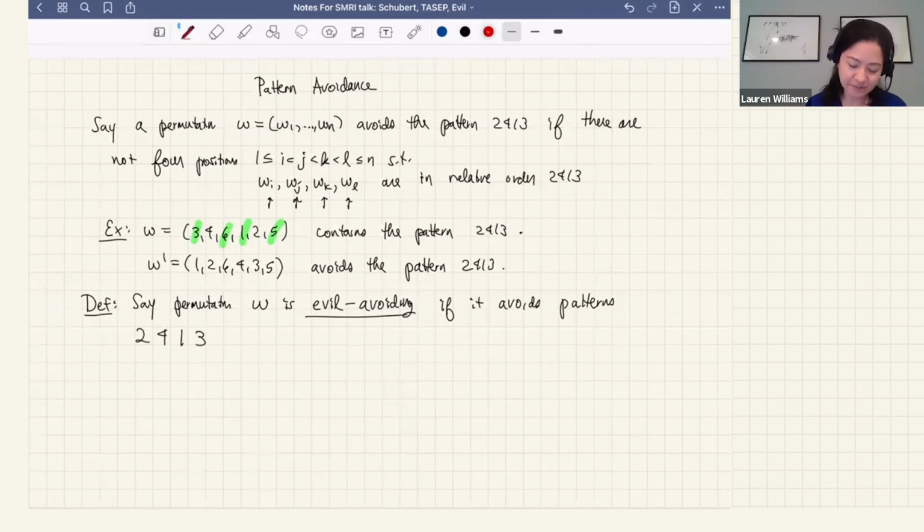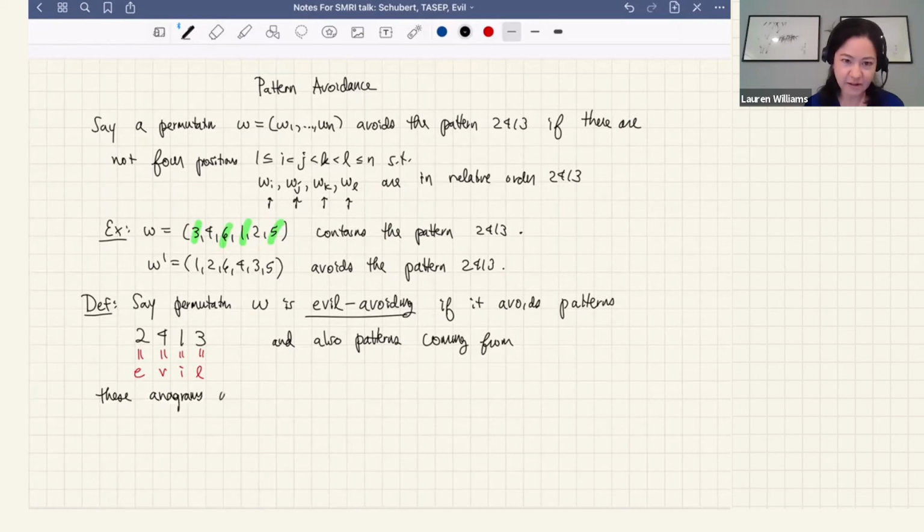And I'm going to identify these numbers with the letters E, V, I, L, evil, and also the patterns coming from the following anagrams of evil. So we have the word vile, and if I make the same identification between the letters VILE and the numbers 2, 4, 1, 3, then this gives the pattern 4, 1, 3, 2, and also veil and leave. And these give the patterns 4, 2, 1, 3, and 3, 2, 1, 4.